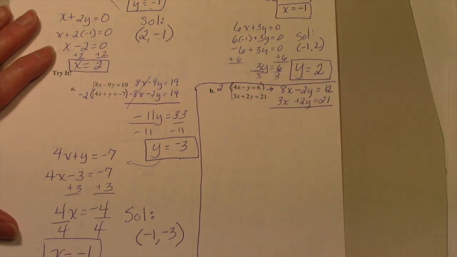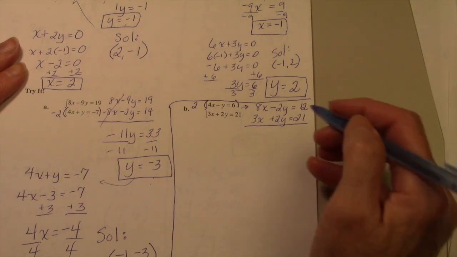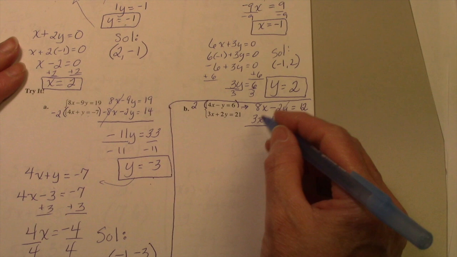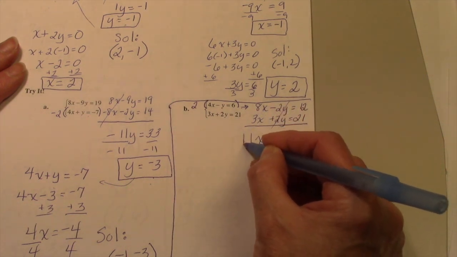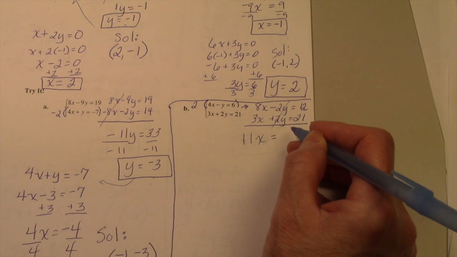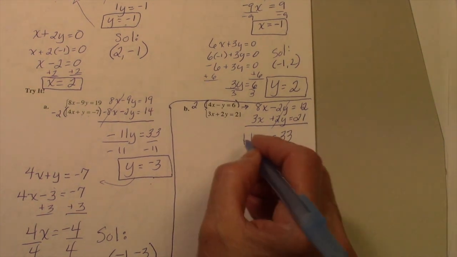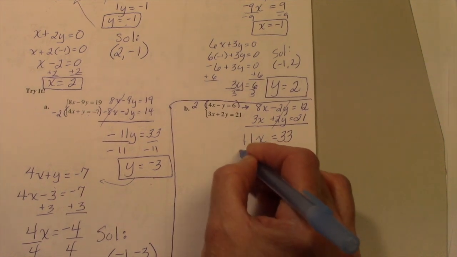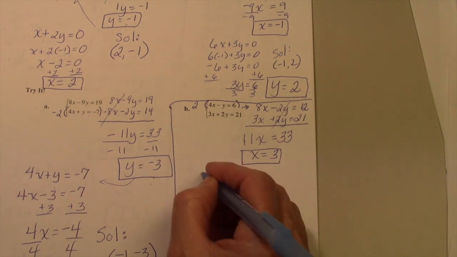Shoot. We good? See how I did that? Get rid of the y's. They eliminated. So this makes 11x equals 33. So what's x? X equals 3. Right? X is 3. Go to the second one, looks easier.